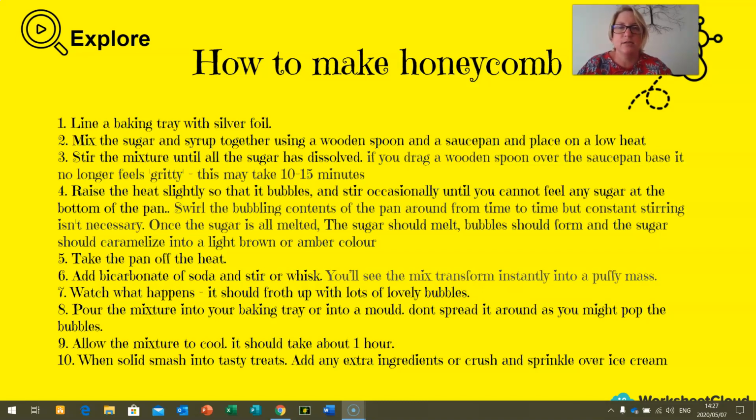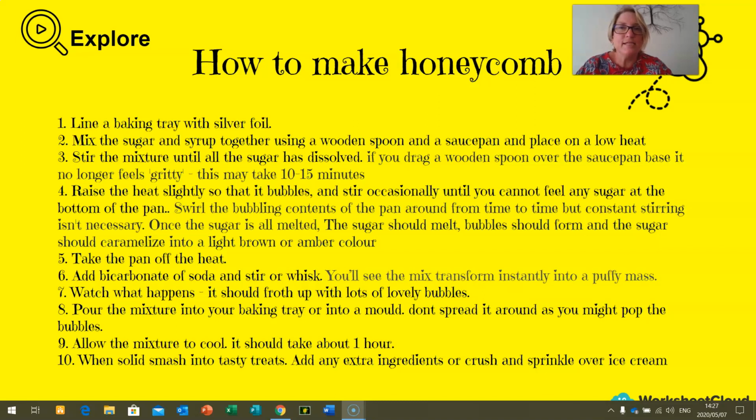Now you need to be really patient, because you need to allow the mixture to cool, and it should take easily an hour for that mixture to cool. So you can go and do another WorksheetCloud lesson in the meantime, or you can work through the worksheet that's associated with this lesson, or you can go and do some science revision.